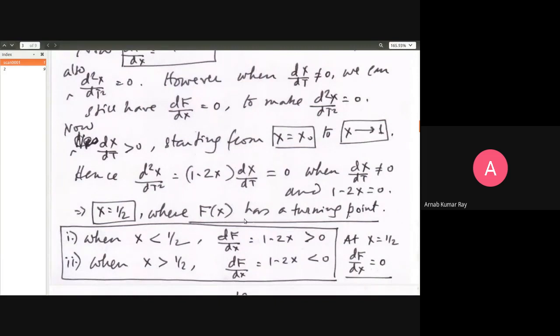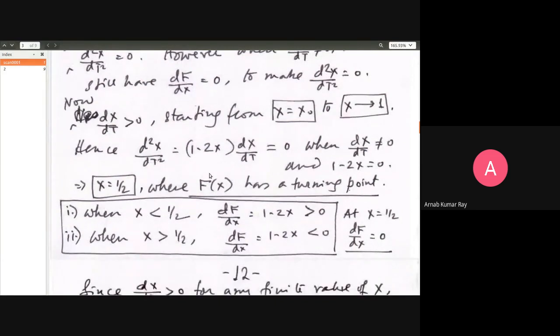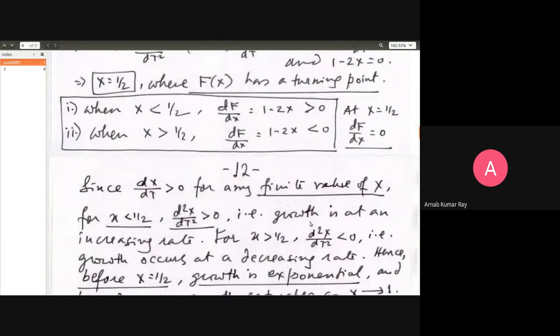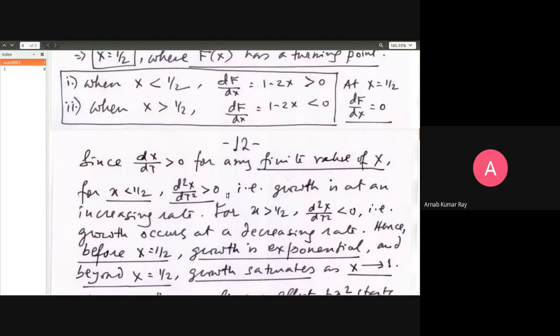Now let us follow this point carefully. If x is less than half, df/dx equal to 1 minus 2x will be a positive number. And if x is greater than half, df/dx is a negative number. At x equal to half, df/dx is equal to 0. So since dx/dt is not equal to 0 for any finite value of x, for x less than half, d2x/dt squared will be a positive quantity. That is, growth will be happening at an increasing rate.